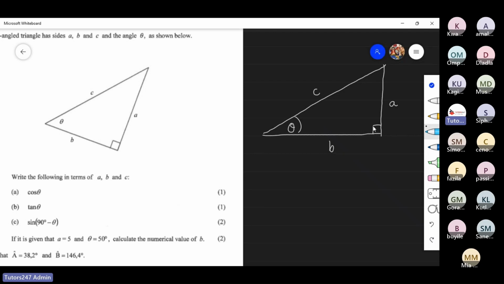As you can see, C is the side opposite the 90-degree sign, therefore this is going to be our hypotenuse. A is the side opposite theta, therefore that is going to be our opposite. And the side under theta, which is B, is going to be our adjacent side. Now, let us have a look at question 4.1a.